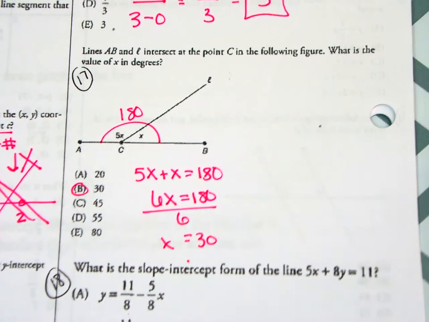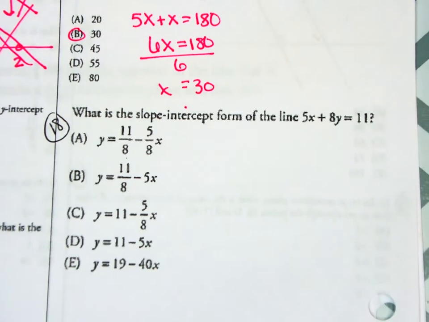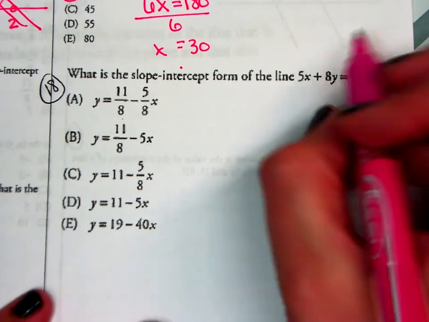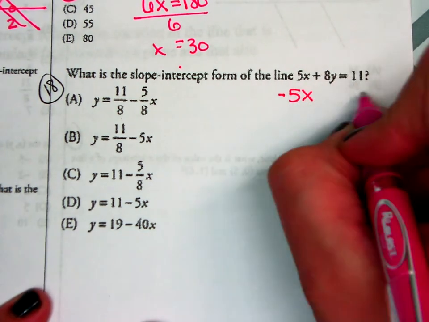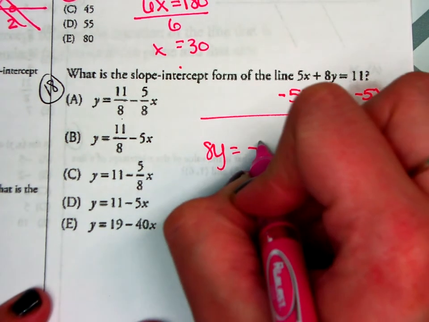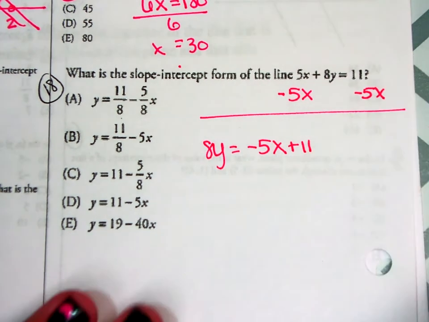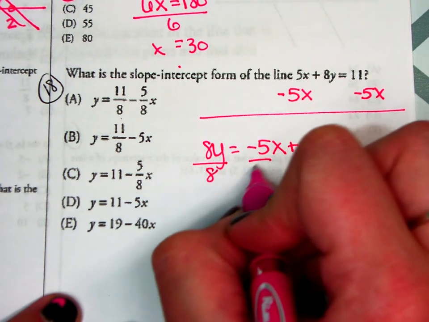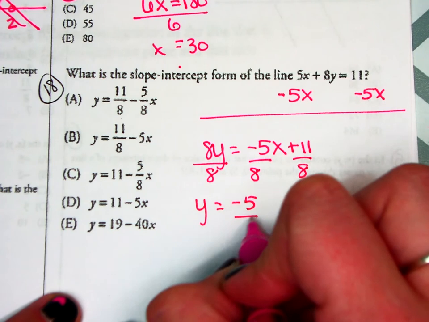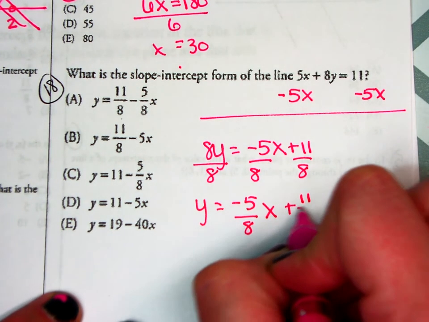No plugging in necessary. For our final question, number 18, what is the slope-intercept form of this line? So that just means I solve for y, so I'm going to subtract 5x. I get 8y equals negative 5x plus 11. Divide everything by 8. y equals negative 5/8 x plus 11 over 8.